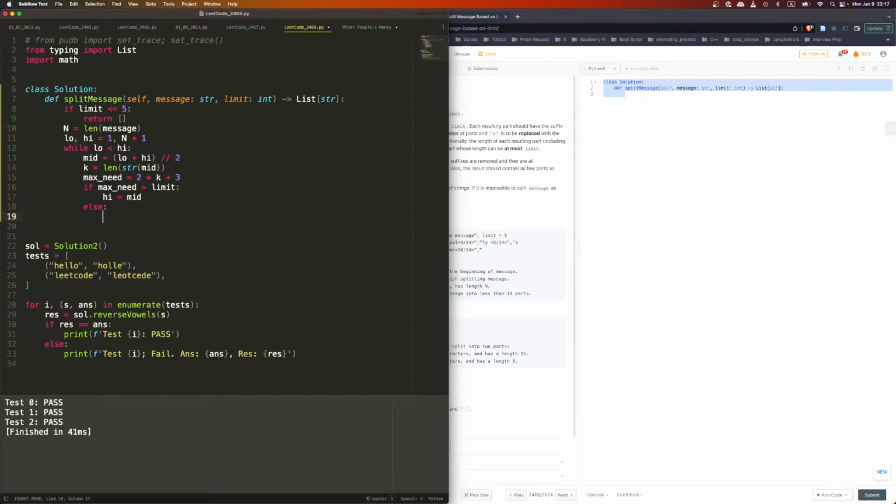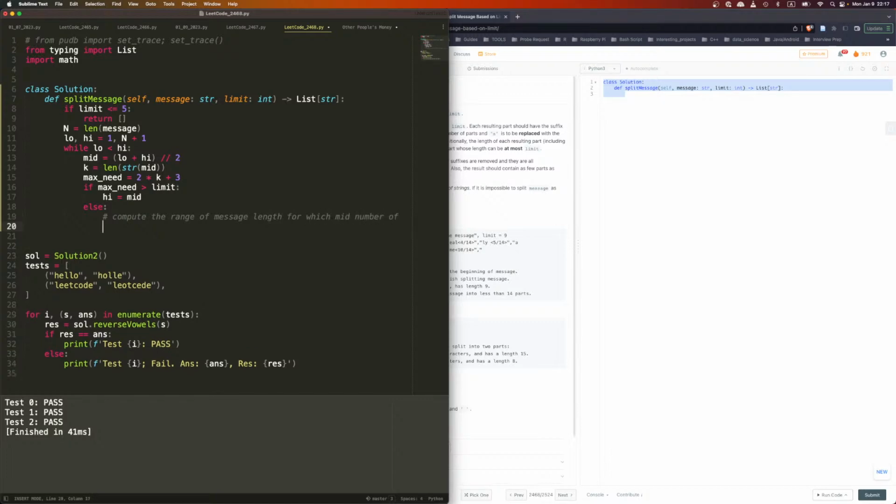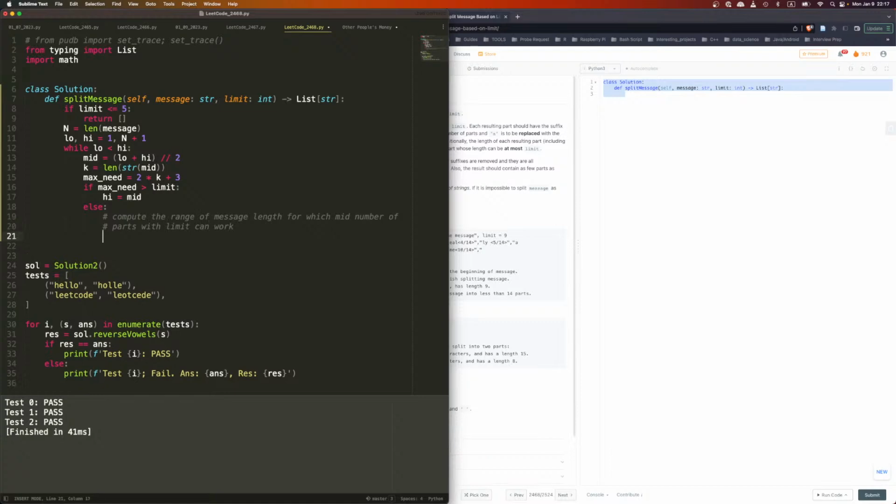So what I think I will do is now we need to compute the range of message length for which mid number of parts with limit can work. Okay, how do we compute this?